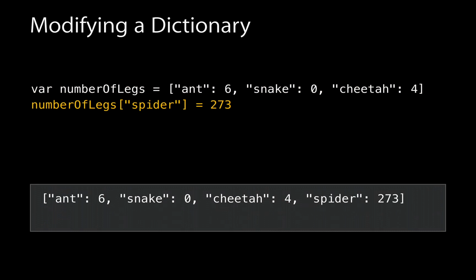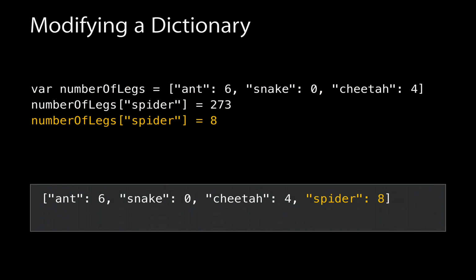But there's a problem. Spiders do not have 273 legs. If you find one that does, run away. Although be warned, it will probably catch you. But this is not a problem. We can fix it. We can just assign a new value for an existing key and change the value in the dictionary. Spiders now have 8 legs. So that's how to modify a dictionary.